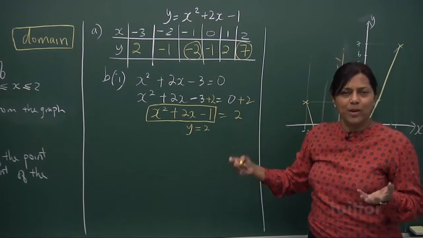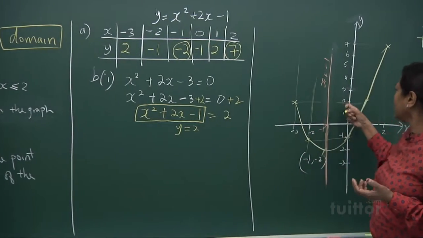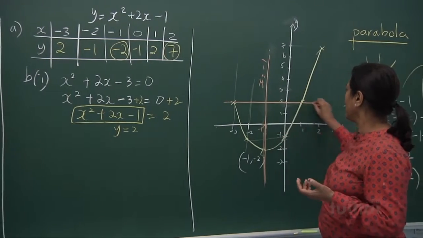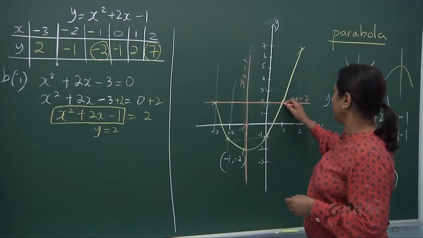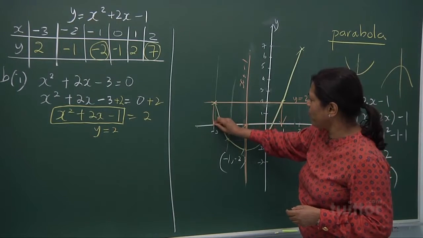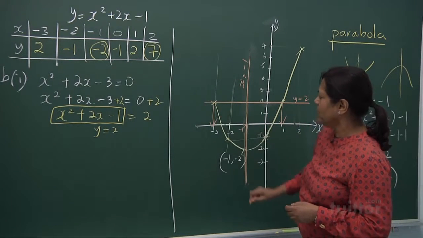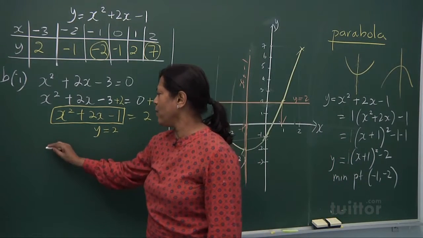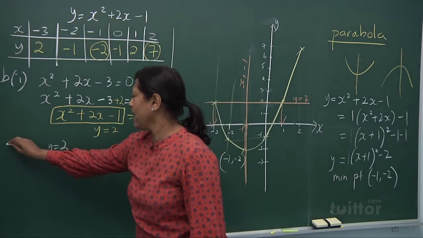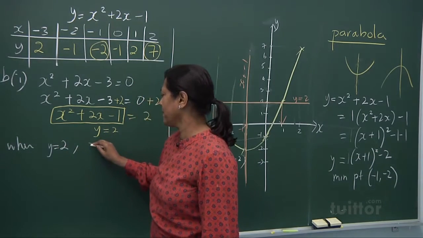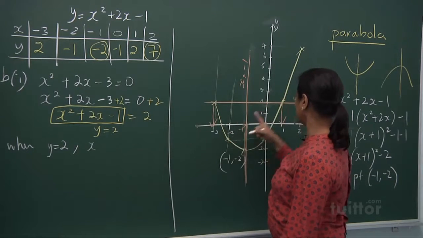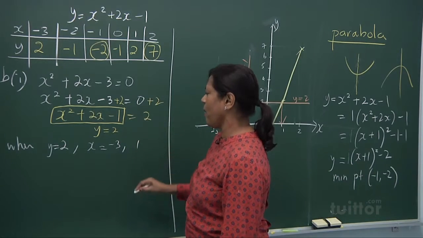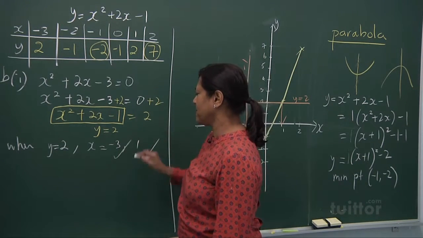What is x when y is 2? Look at the line, y equals 2. Draw the line y equals 2. Read the solutions when y is 2. You can see that graphically, when y is 2, x is, yes, minus 3 and 1. X is minus 3 and 1. These are the answers. Please take note.